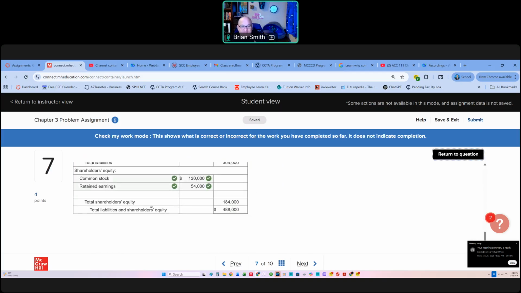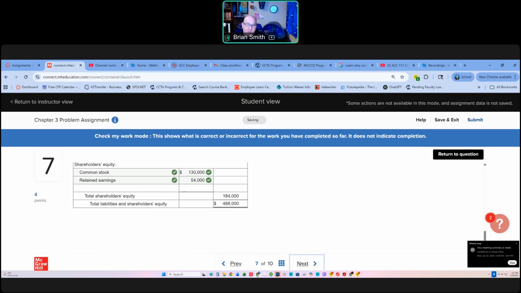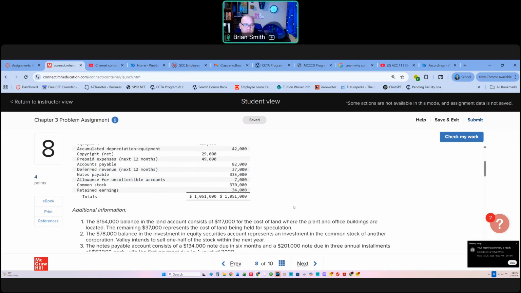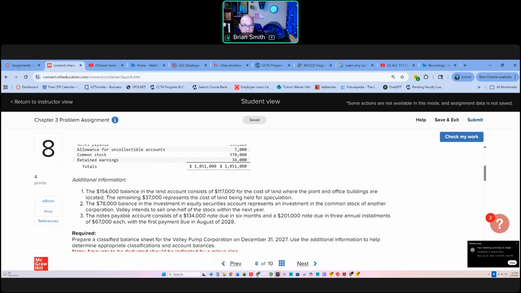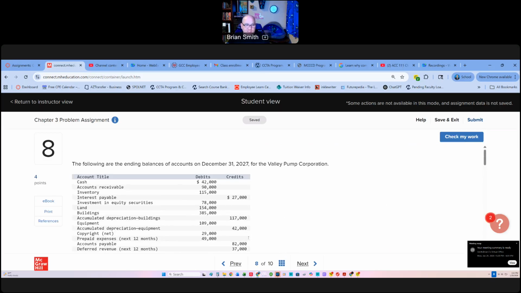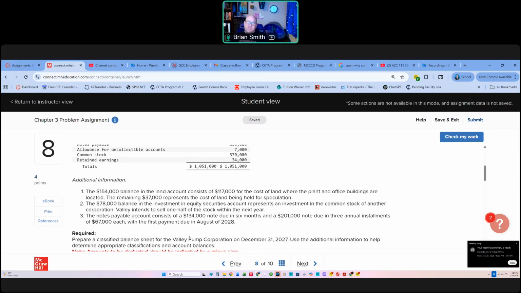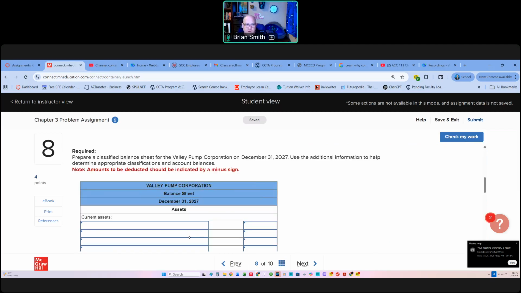So anyway, now this has your headers in for you. Remember, they may not be there, so always watch for your headers as well. Okay. All right, this next one's going to be a little bit more involved. We have a lot more stuff and some information that we have to consider. We are going to prepare a classified balance sheet for Valley Pump Corporation. Again, this is still just accounts, and we're assuming, because we don't have the information, that our revenues and expenses and everything have been closed already. So we're just focusing on the balance sheet in this chapter.